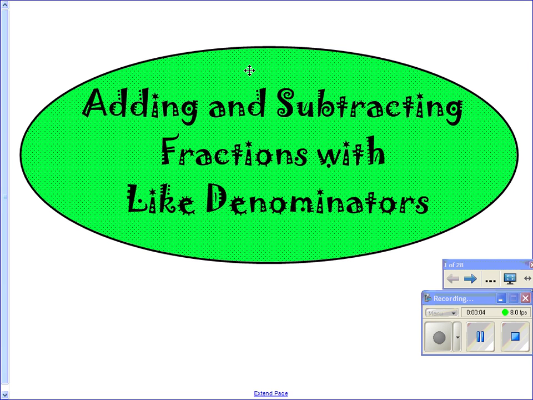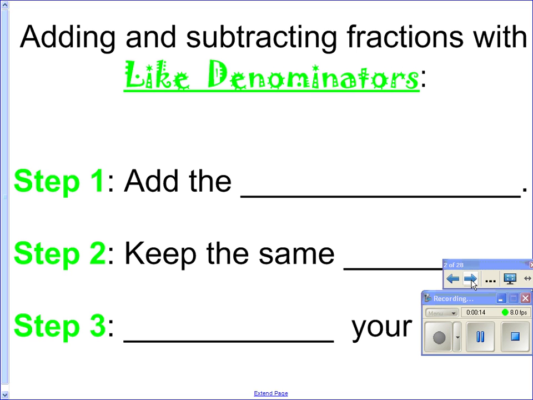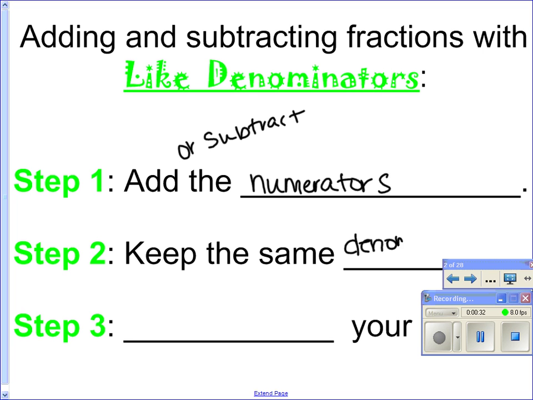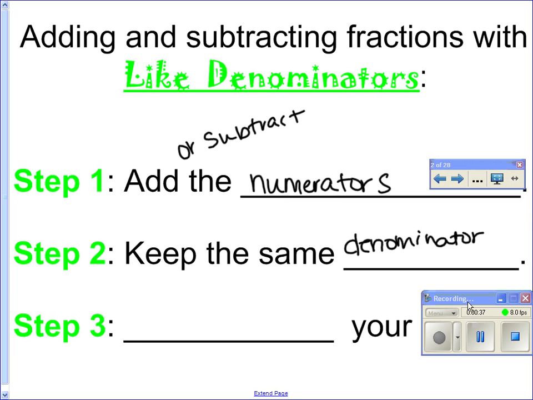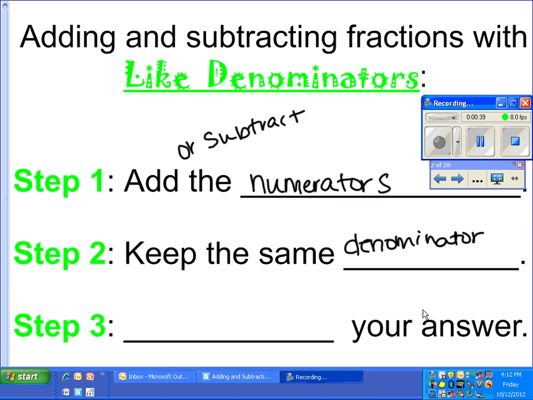Today is adding and subtracting fractions with like and unlike denominators and mixed numbers. Okay, we know that when you're adding and subtracting fractions with like denominators, you will add or subtract the numerators. You will keep the same denominator, and you will always, always, always simplify your answer.